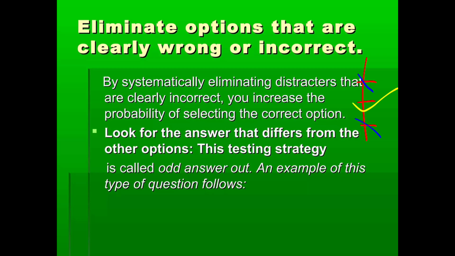So look for the answer that differs from other options. For instance, you might have read a certain question, and then you are trying to eliminate. So one tip: we are told you're supposed to look for the answer that differs from other options, okay? That is always the test strategy. So this is our option number one. This is always called odd answer out, okay?